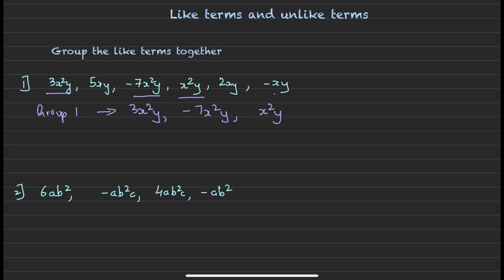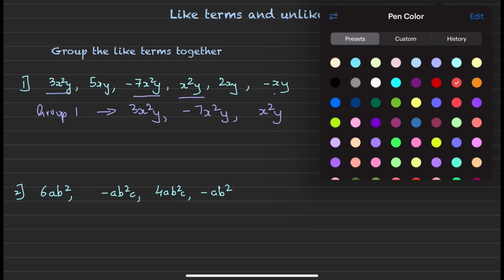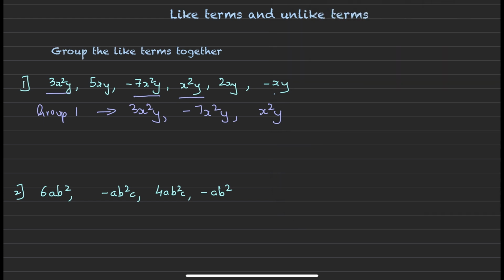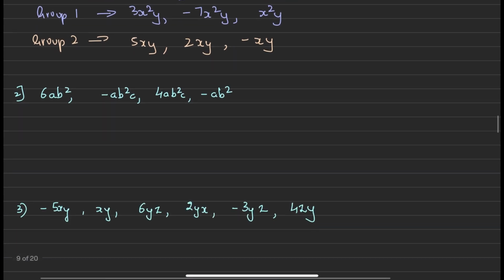Let's see group 2. Do we have 5xy? So 1x and 1y. Let's change the color for that. Okay, 1x and 1y. Is there 1x, 1y anywhere? Yes, this is xy, if at all it is not clear. Okay, these 3. So group 2: 5xy, 2xy and negative xy, which means minus 1xy.